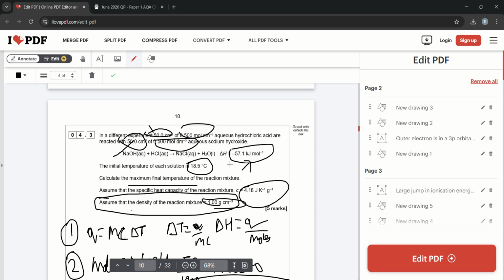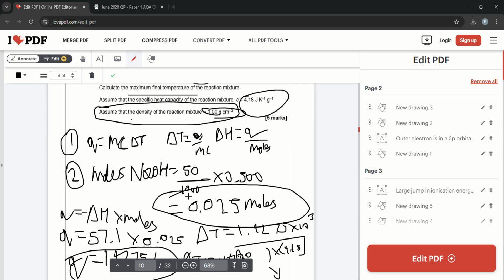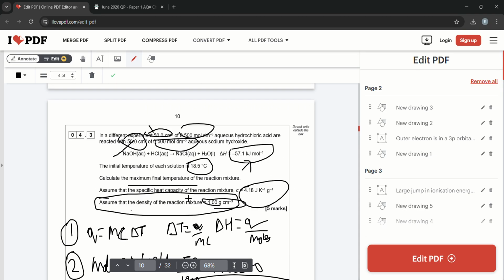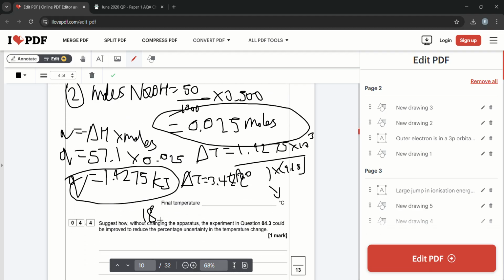If we know delta T is 3.42, the change in temperature, and we know the final temperature is going to be higher than the initial temperature, all we're going to do now is 18.5 plus 3.42. So we're just going to add it to the initial temperature. 18.5 plus 3.42, and I get 21.9 degrees Celsius.